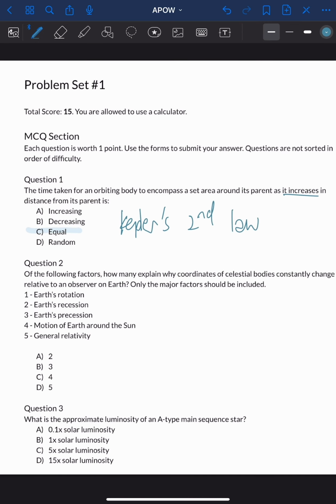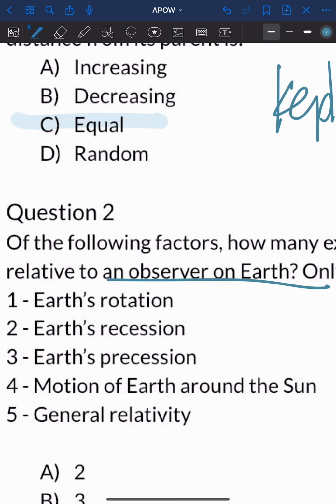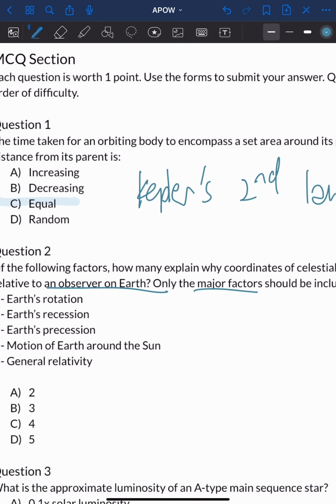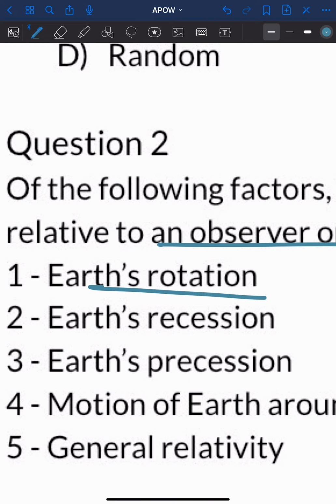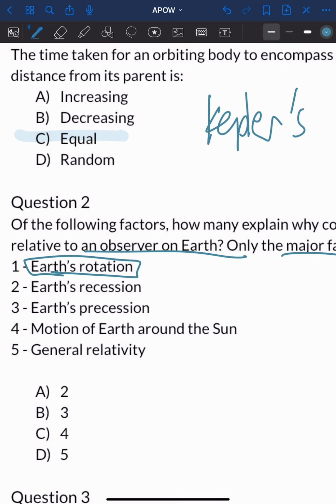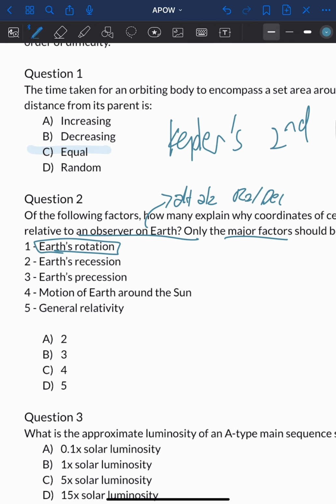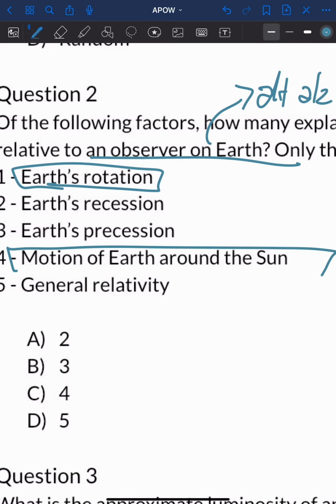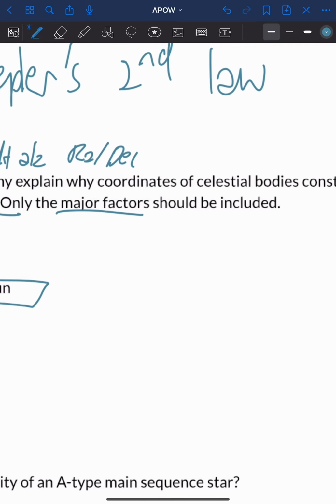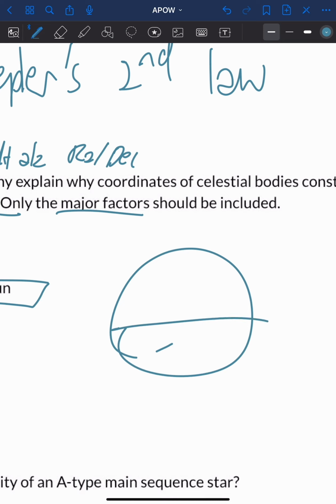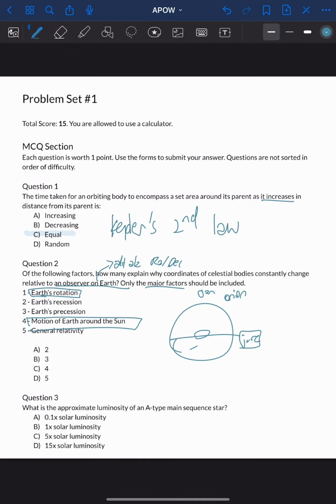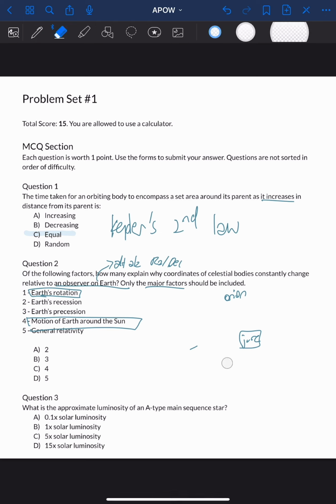So for question 2, the coordinates of celestial bodies relative to Earth, so major factors. The major factors are of course going to be Earth's rotation. Because you're an observer on Earth, the rotation would matter, because technically you're using alt-az, not RA/dec. So Earth's rotation is definitely one, and also the motion of Earth around the Sun. Because when you think about it, in Singapore, in January you'll be able to see Orion, but you won't see it in, say, June, because of the motion of Earth around the Sun.